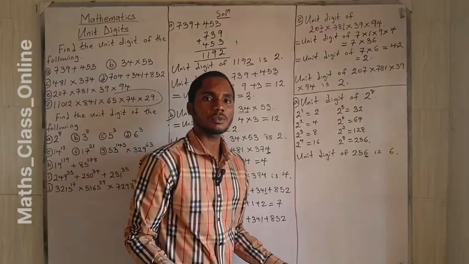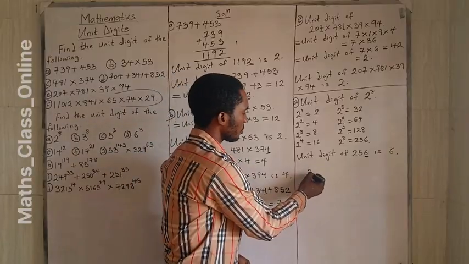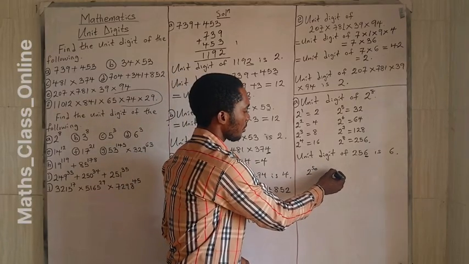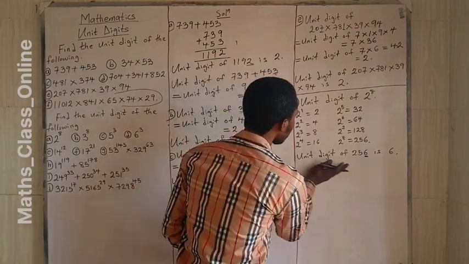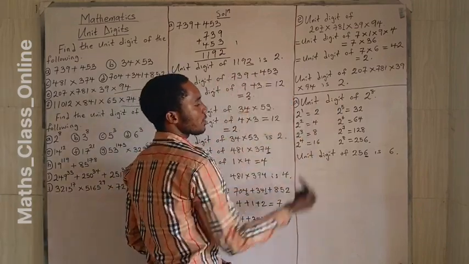But what if we are asked to find the unit digit of 2 raised to the power of 50, or 2 raised to the power of 75? How are we going to do that? We have to find the unit digit of 2 raised to the power of 8.